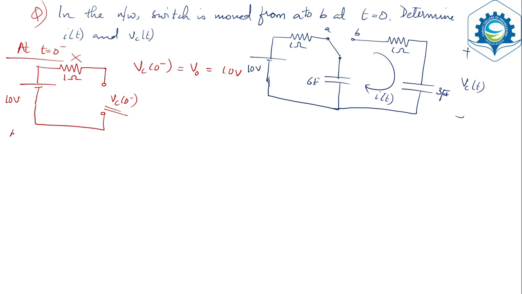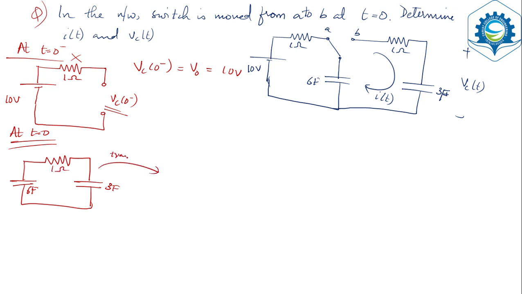Now you can take the case for t equal to 0. You can redraw the circuit. It is in position B. In position B, what is going to happen? You have your capacitor. You have your 6 farad. You have your 3 farad. You have your 1 ohm. You are going to transform the circuit. Resistor will be with resistor itself.